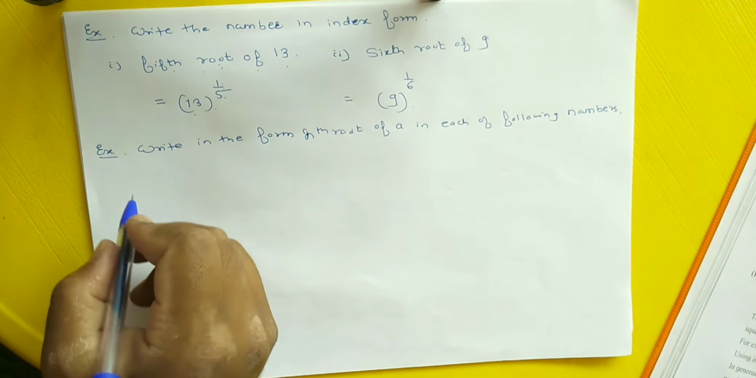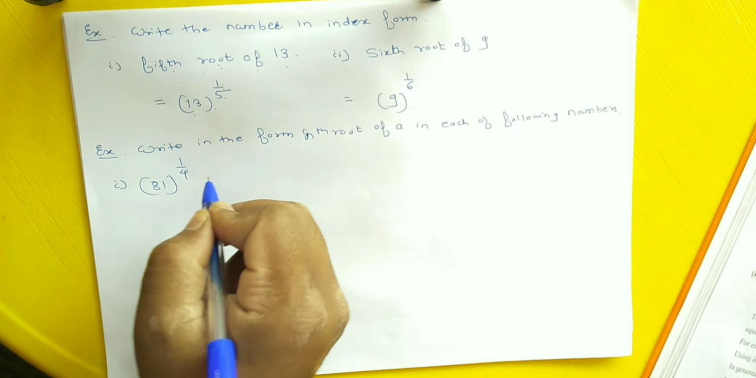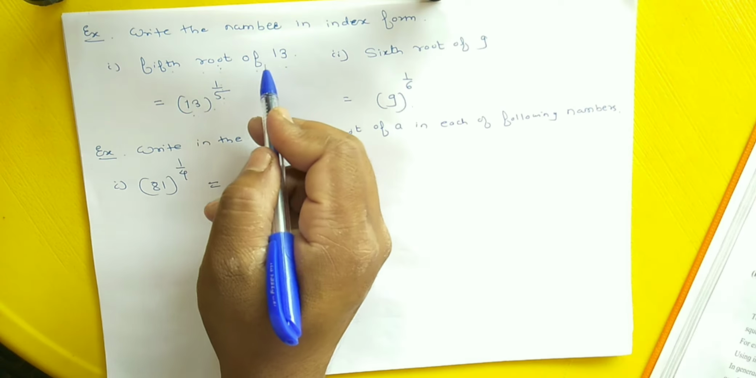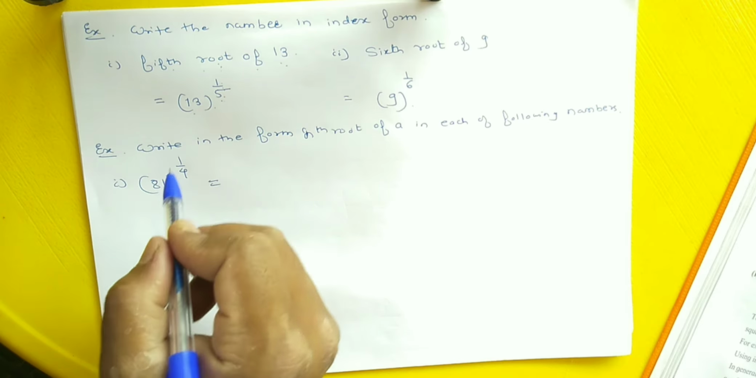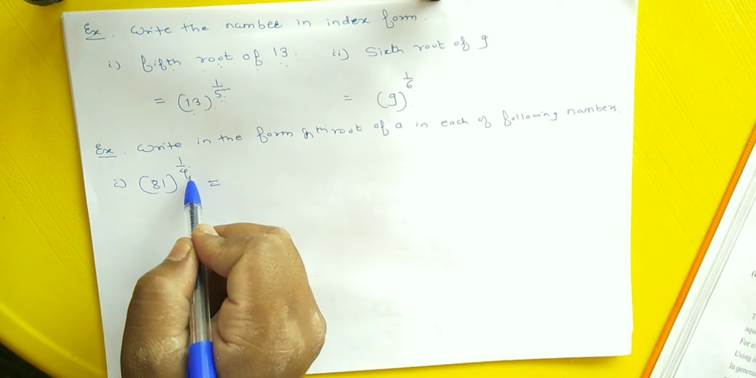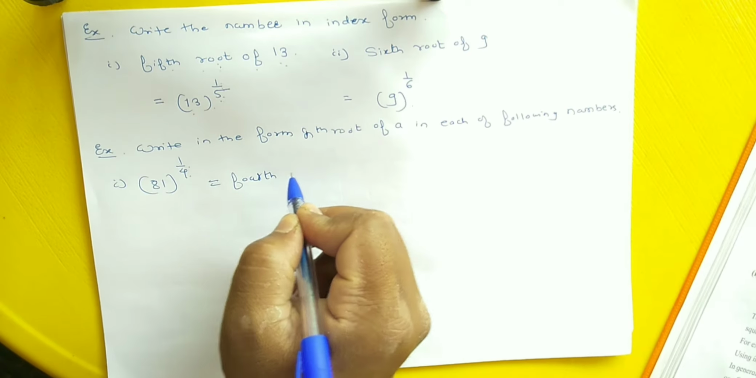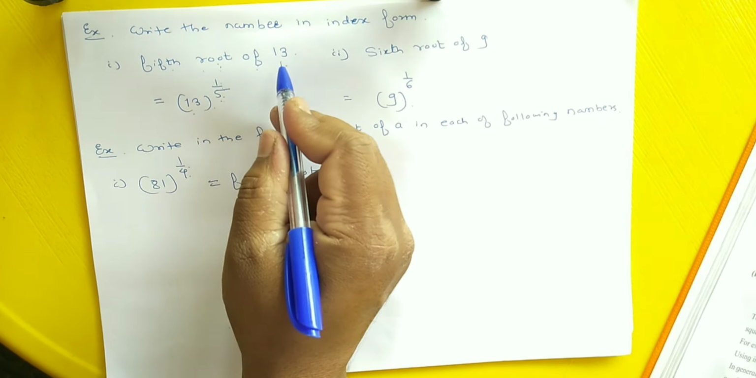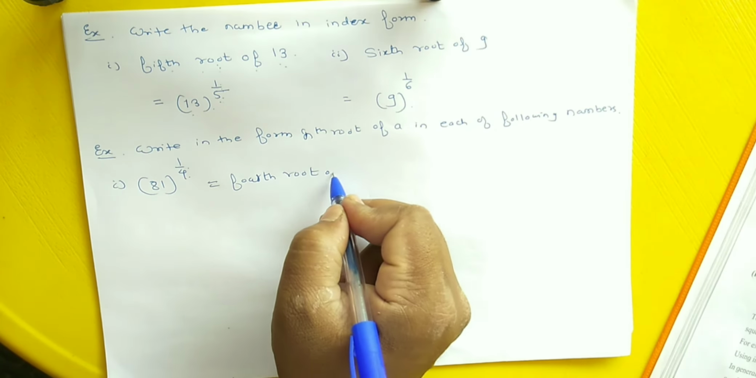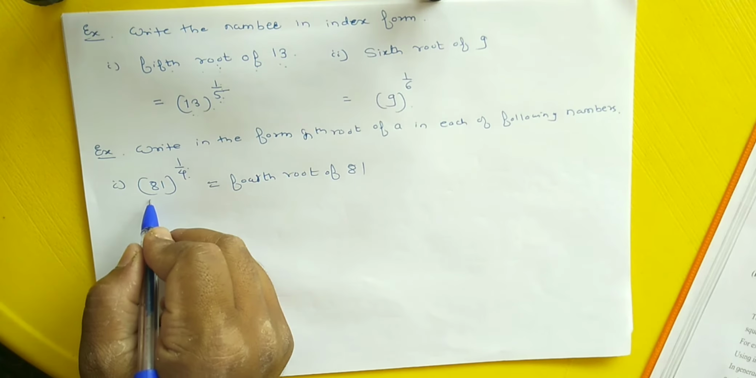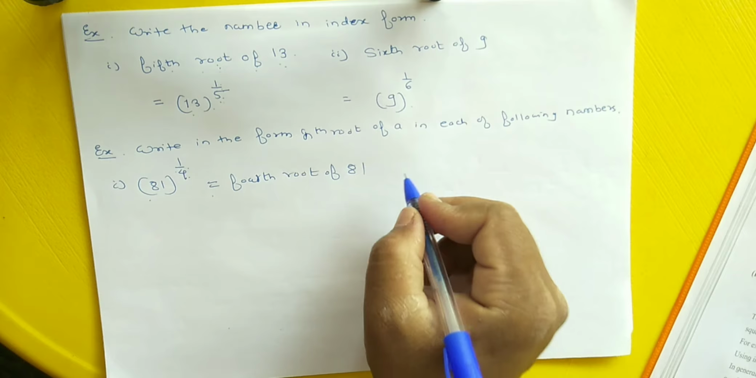Okay, so suppose we take a first example, 81 to the power 1 by 4. For the fifth root the power is 1 by 5, and here the power is 1 upon 4, so we can write the fourth root. Similarly, 81 to the power 1 by 4 indicates the fourth root of 81.